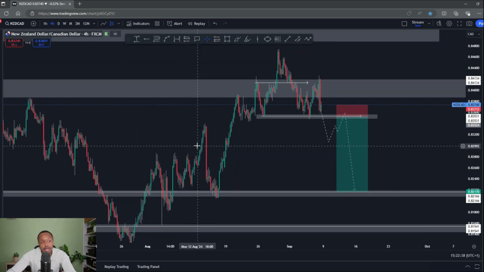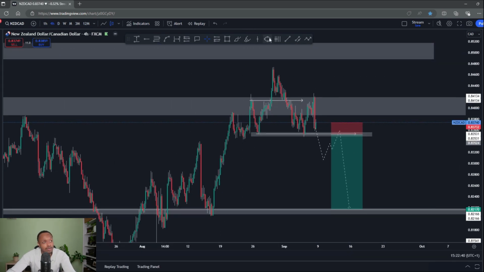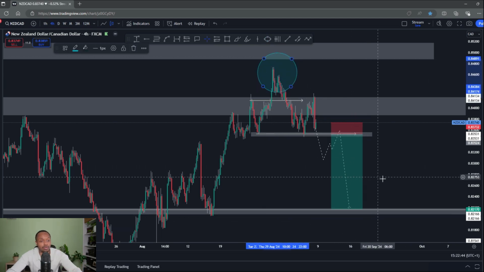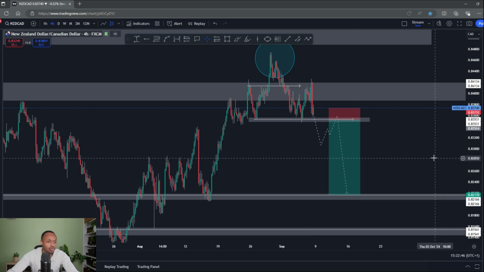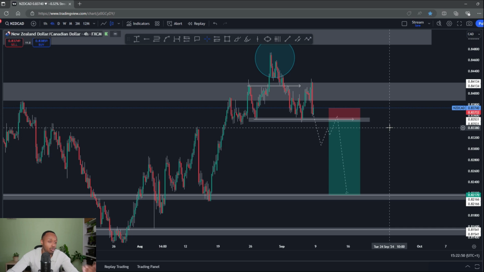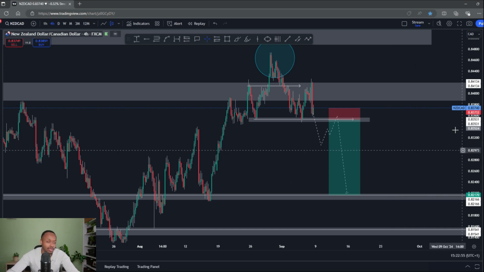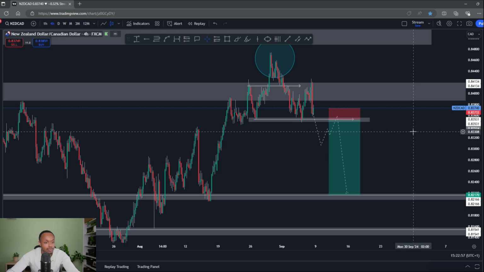So NZD CAD looking at downside, looks like price is giving us a big fake out to the upside there. So now I'm expecting price to follow through in the opposite direction. We got targets around 0.821 and a break of this level here, 0.835, will for me then start to validate the short, and then I can look for some opportunities on the back of that. So that will be the plan going into next week for NZD CAD.